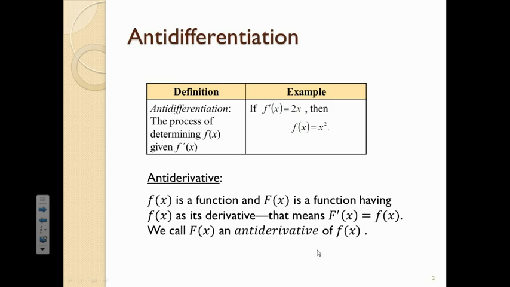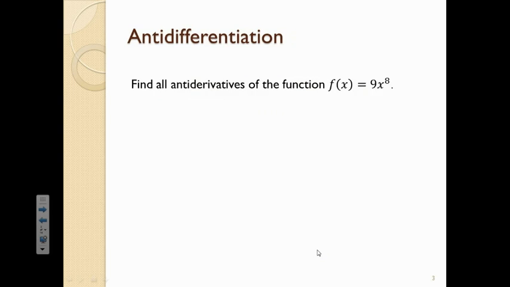Now, hopefully this isn't too hard. It's just, if we think of taking the derivative as going from the original function down to the derivative, well, concept-wise, then we're going from the derivative up to the original one. So the concept hopefully is not too difficult. Now, if we look at this function, f of x equals 9x to the 8th power, we want to find all antiderivatives of this function.